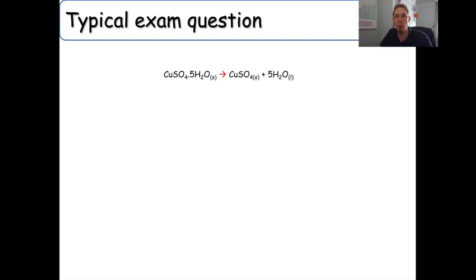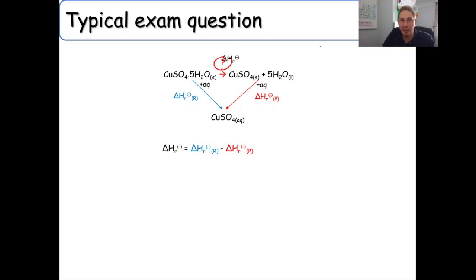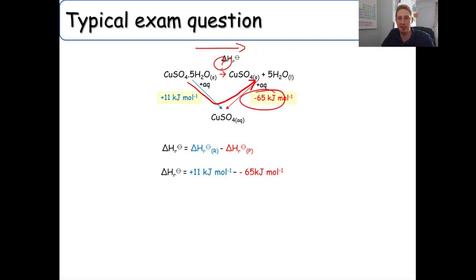We can imagine, we want to know the energy change of this reaction. This is what we are trying to measure. So we can imagine dissolving both of those, solvating both of those. We've calculated the energy change for that reaction, and going left to right is the same as going down this arrow and back against that arrow. So it is delta HR minus this one, because we're going in the opposite direction. That was 11 kilojoules per mole. That was minus 65. So 11 minus 65 plus 76 kilojoules per mole.